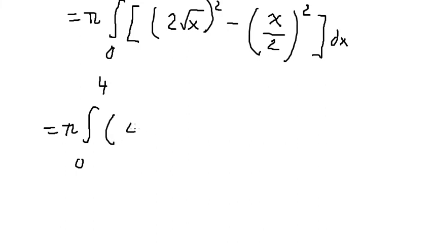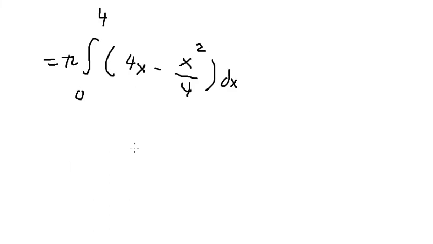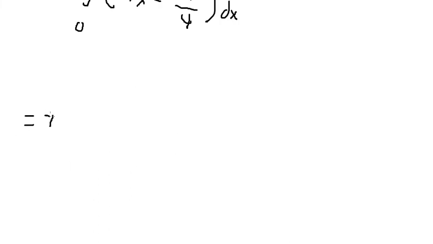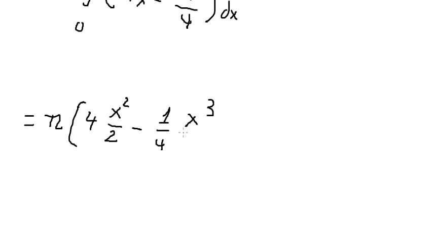So this one we have 4s. This one we have s squared over number 4. Now we calculate this one. The integration of s, we have s squared over 2. This one we have s to the power of 3 over 3. And we put the bounds from 0 to number 4.